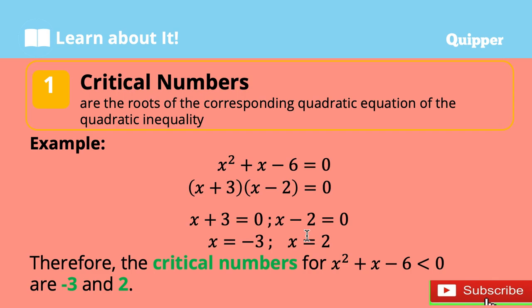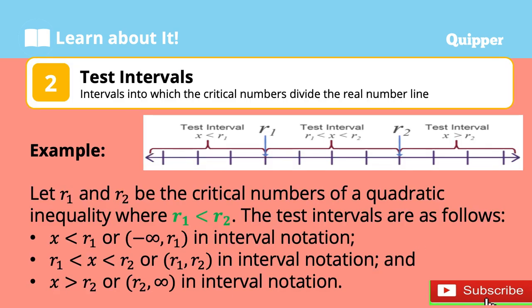And those roots are the critical numbers for the quadratic inequality x squared plus x minus 6 is less than 0. Next, we have the test intervals, the intervals into which the critical numbers divide the real number line.